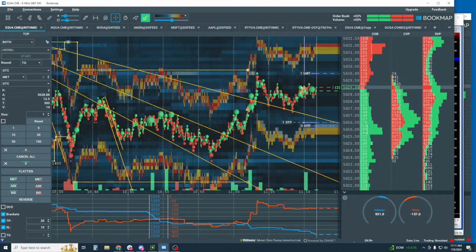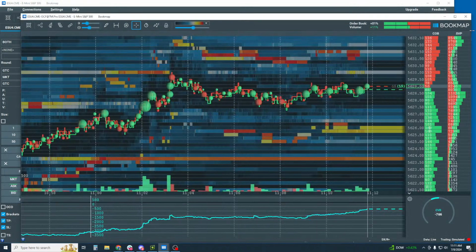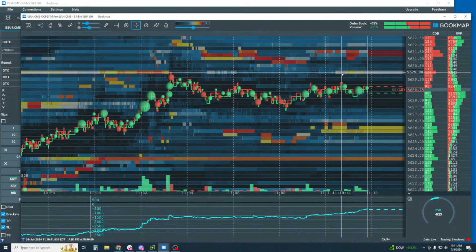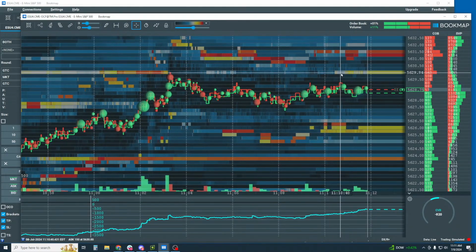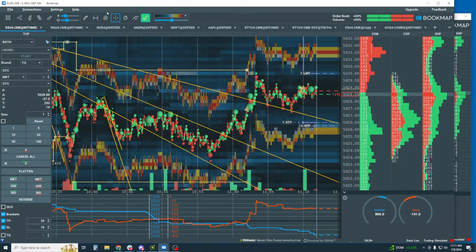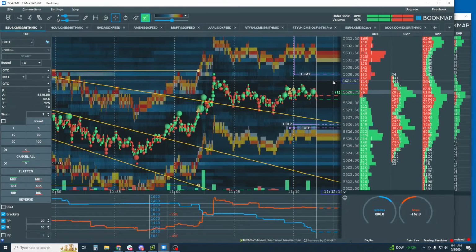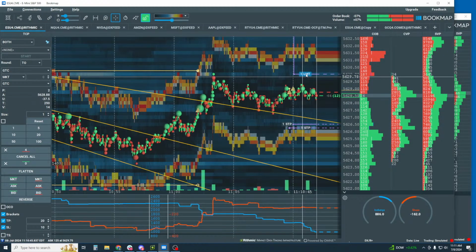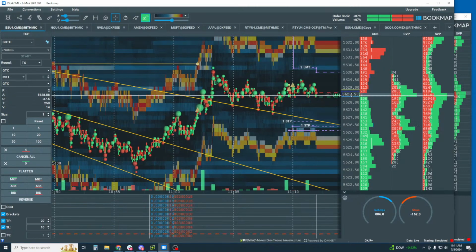Okay, how's our Trader Map Pro look? Let's take a look at that. Yeah, not a bad idea. Okay, so 30 is up here. Where's our order? Right at 30. Maybe we'll front run that just one tick.